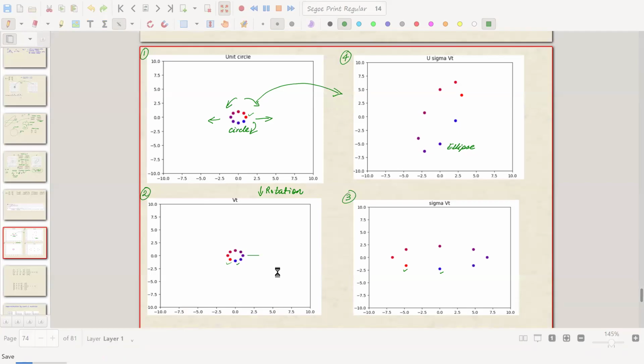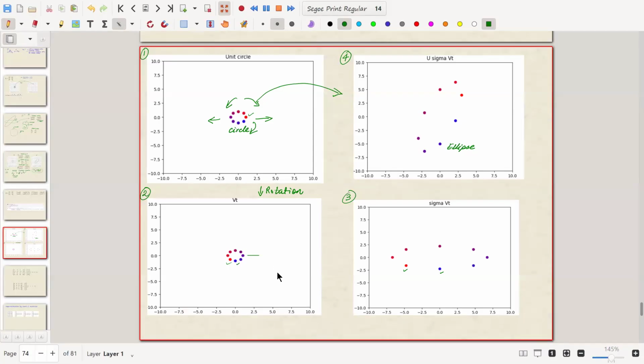Yes, it has been stretched along this direction, and it has been stretched along this direction as well. And that resulted in this circle getting turned into this ellipse. Now let us go from 3 to 4. So from here to here, you told me it is stretching, right? Now from 3 to 4, how will you go?